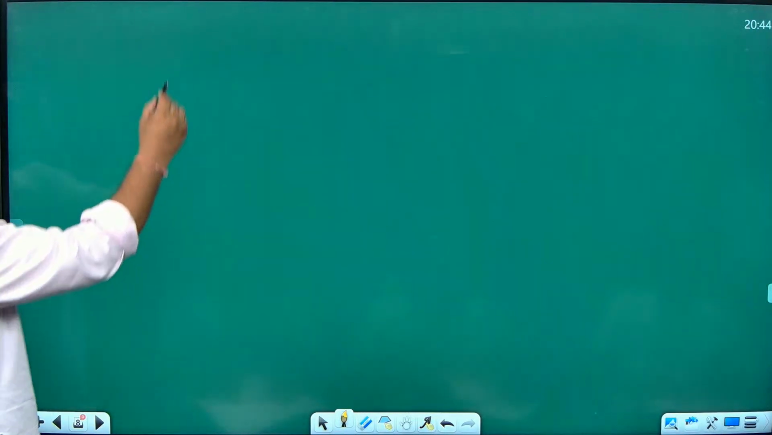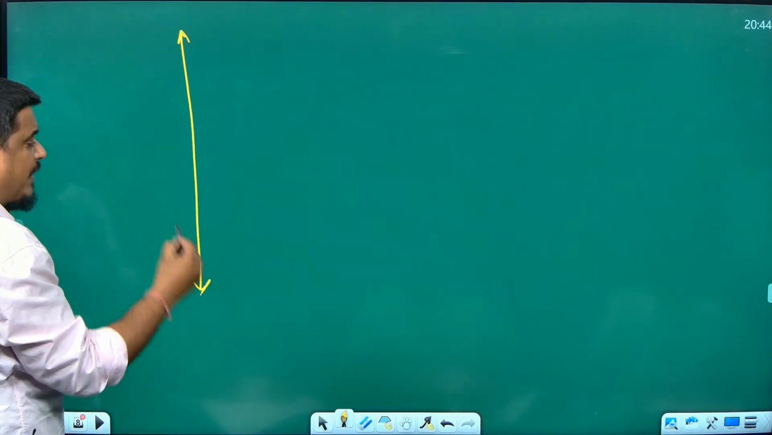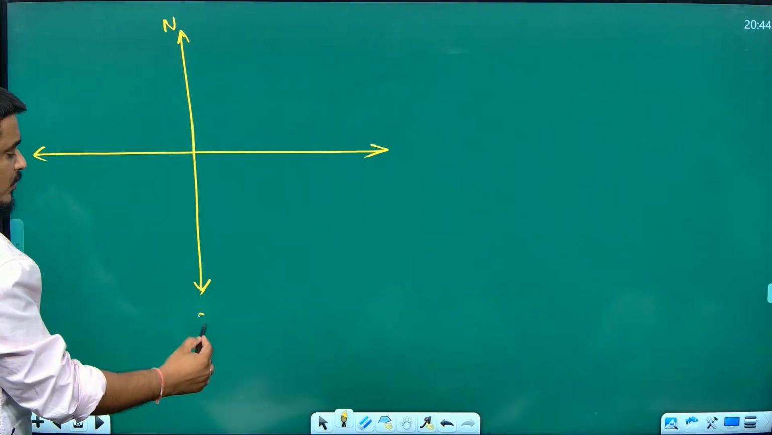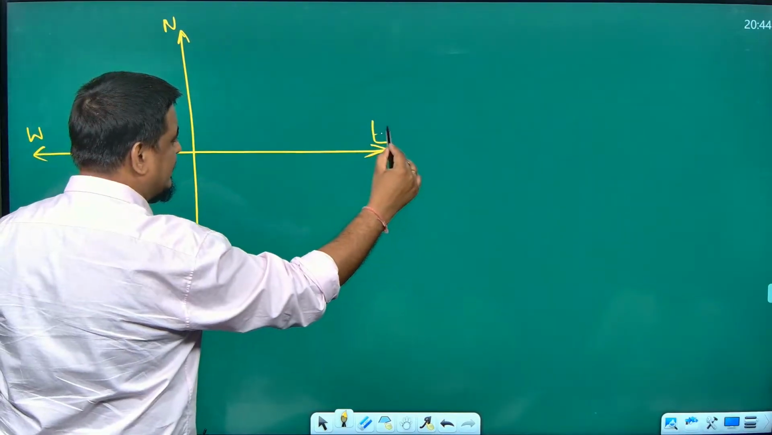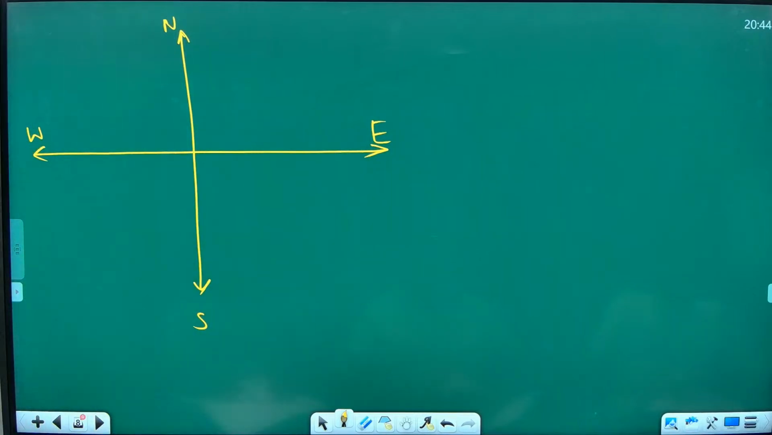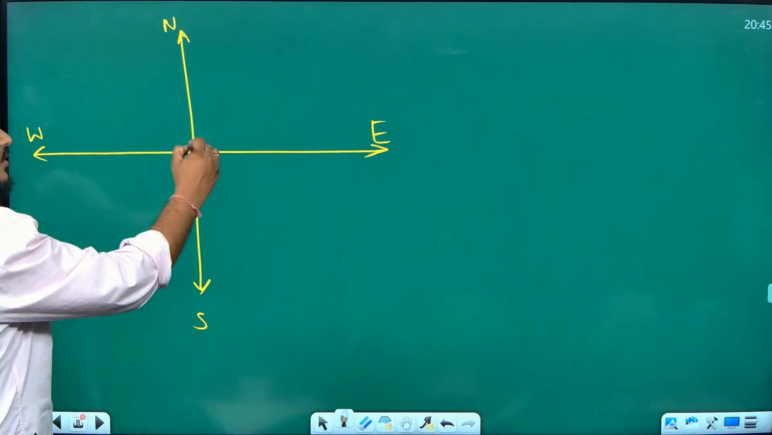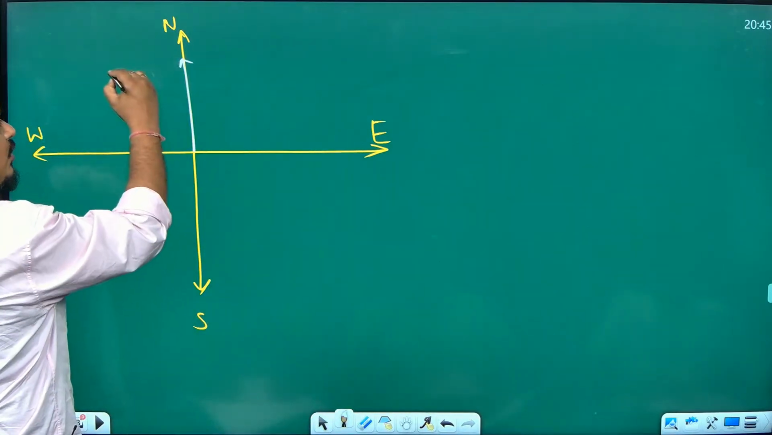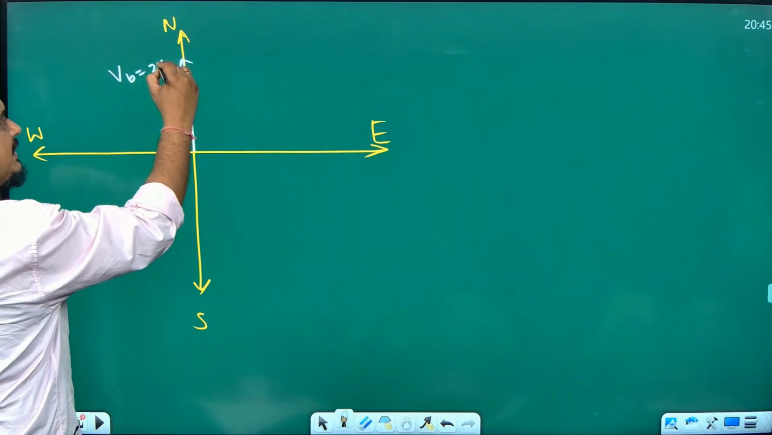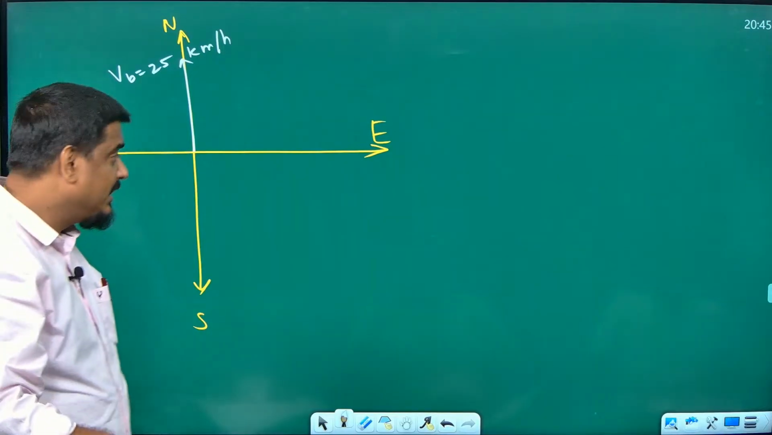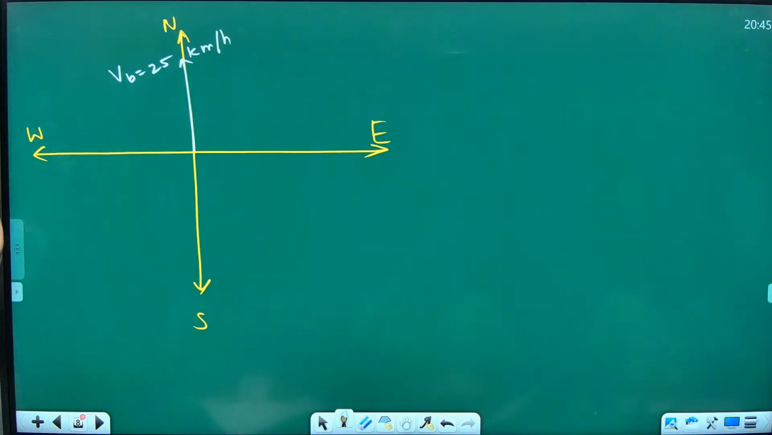So see here. Whenever a question of direction is given, have a habit of drawing north, south, west and east. Very clearly they told in the question, the boat is moving towards north with a velocity of 25 kilometer per hour. Then they said the water current is in the direction 60 degrees east of south.